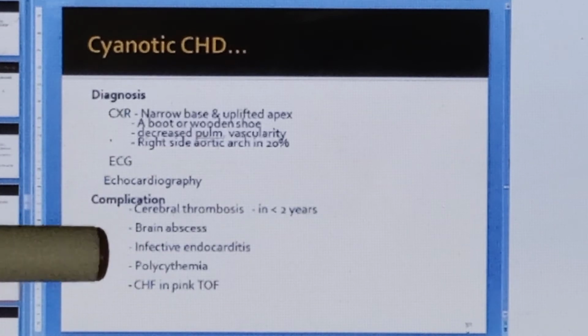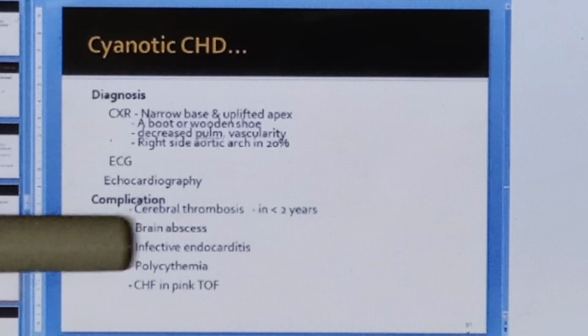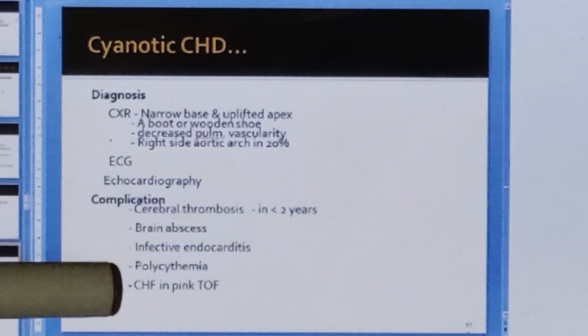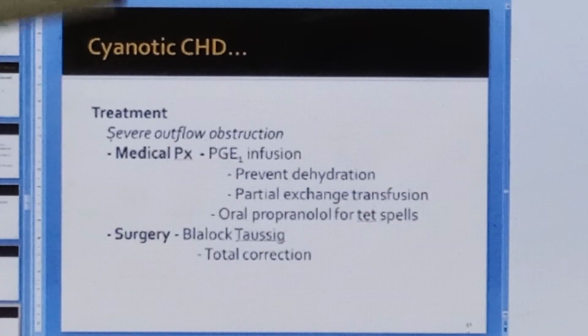Polycythemia. This is basically a compensatory mechanism when there is hypoxia or less oxygen supply to the tissues. As a result, there is a release of erythropoietin from the kidneys, which stimulates the process of erythropoiesis. So these are the different diagnostic methods.